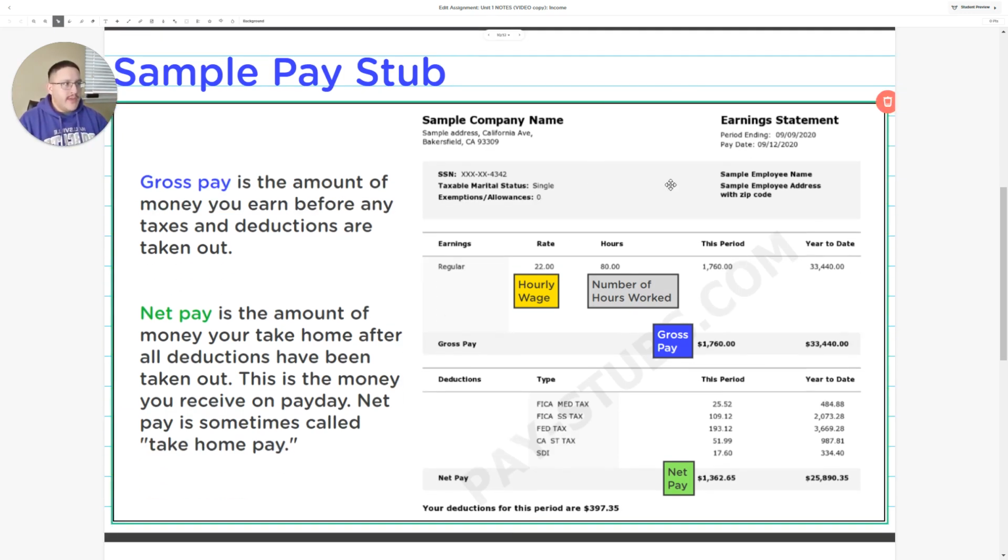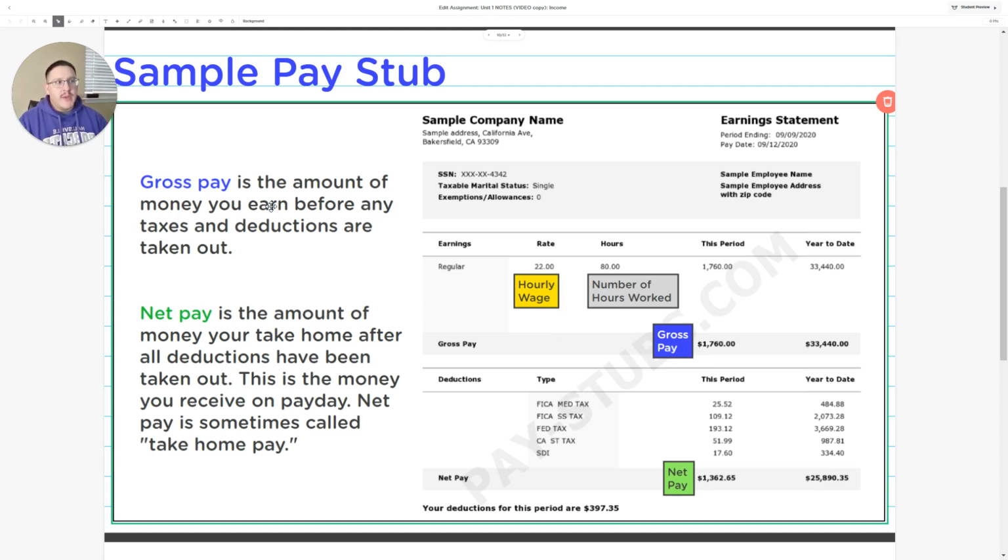So there's a few things about this pay stub. We have the hourly rate, which is your hourly wage. We have the number of hours that you worked, which when you multiply those two together, will give you your gross pay before any taxes or deductions are taken out.